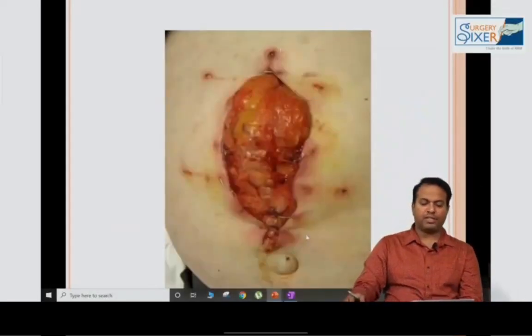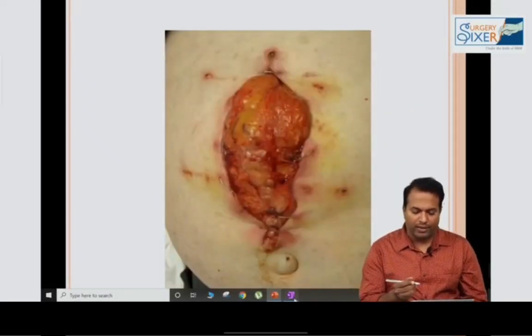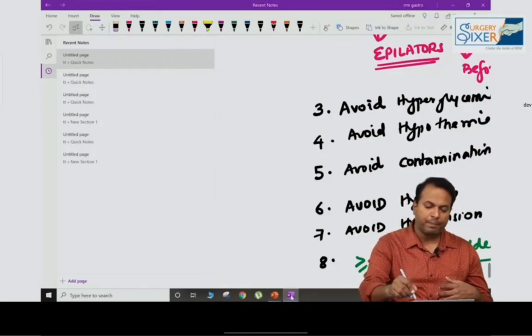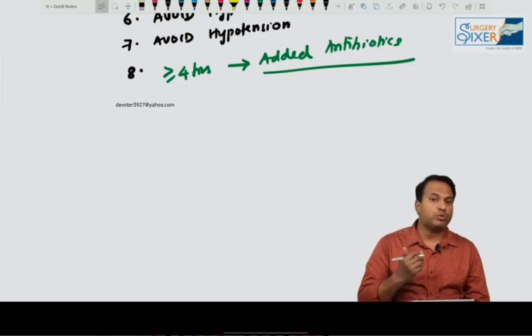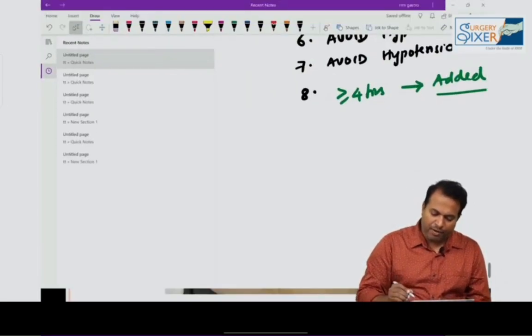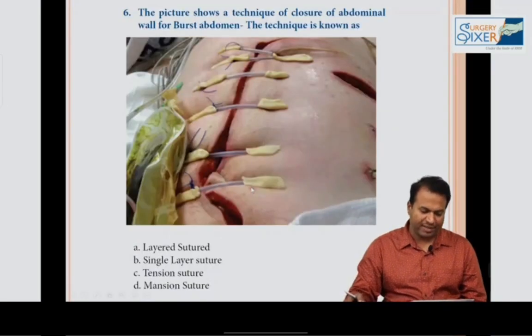So this is the classical picture showing you burst abdomen. This is a high yield MCQ. What will you do for this burst abdomen now? How are you going to close it? In our days of surgery, when I was doing surgery PG, we used to do tight closures by taking an elastic. But now the latest treatment is by means of one important device known as the vacuum assisted closure device.